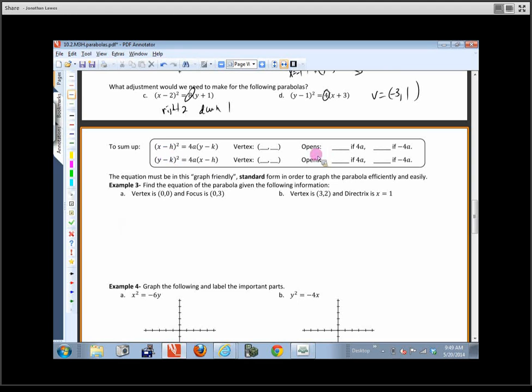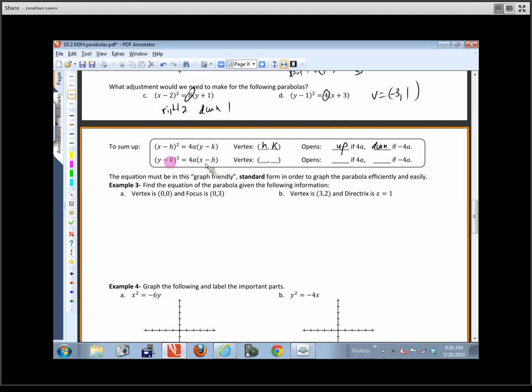Most textbooks, and I haven't looked closely at this book, but most textbooks give you several different forms of parabolas. I think it's much easier just to learn two. So if x is squared, it either opens up or down. The vertex is always, look at the number with the x, that's h. Look at the number with the y, that's k. And then all you need to do is figure out, well, if x is squared, it either opens up or down. It opens up if it's 4a, if it's positive, and it opens down if it's negative 4a.